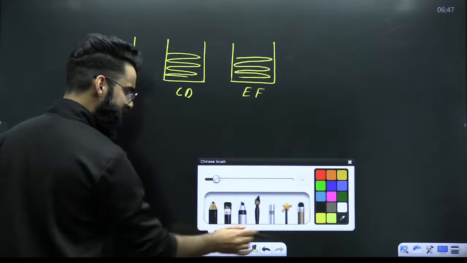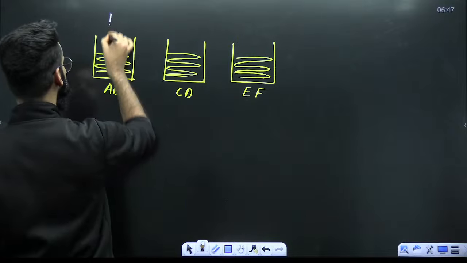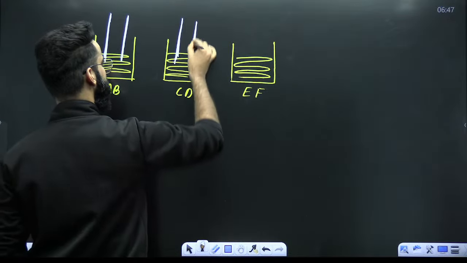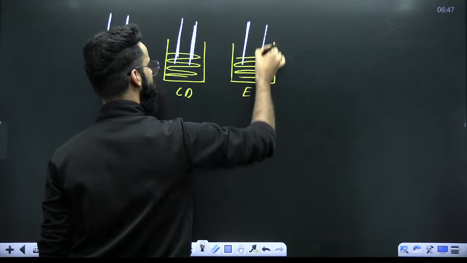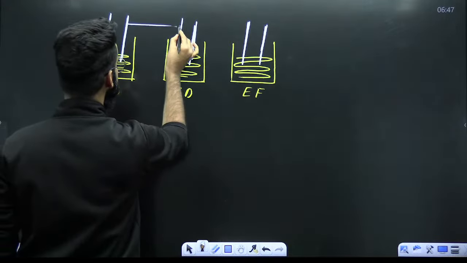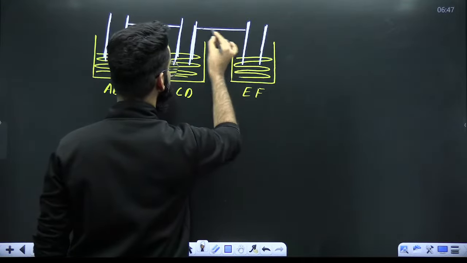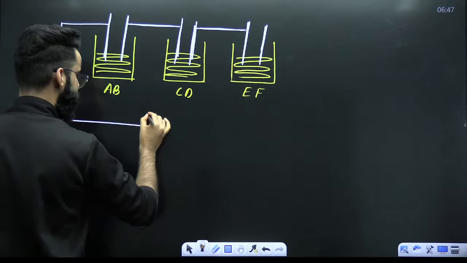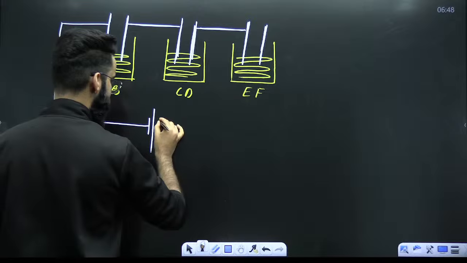Now what exactly am I doing? Let's put the rods inside. These are the 2 rods in the solution, 2 rods in this particular solution, 2 rods in this particular solution, right? Let me connect these rods. And at the end, let me connect them with the external battery as well.